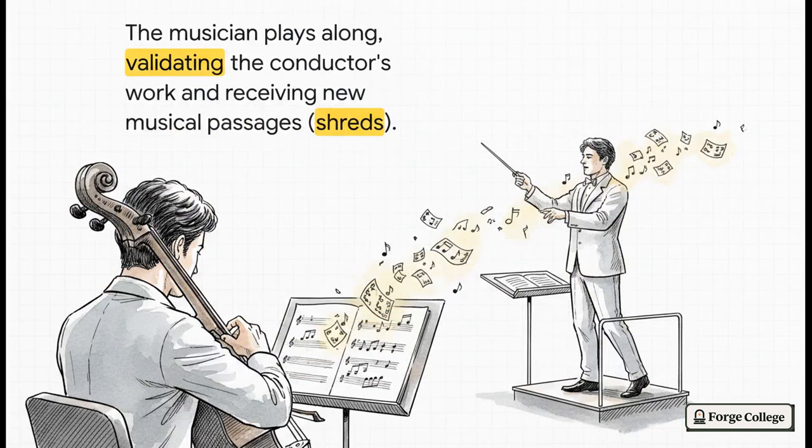All right, so most of the time, a validator is just a follower. In our orchestra, this means the musician is just playing along, listening to the conductor and making sure what the conductor is doing is correct. They're constantly getting these little data packets, which are called shreds in Solana, kind of like little musical passages. And they process them and add them to their own copy of the score.